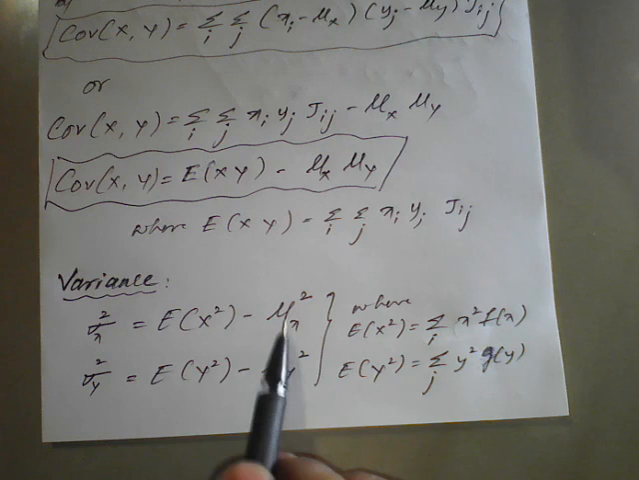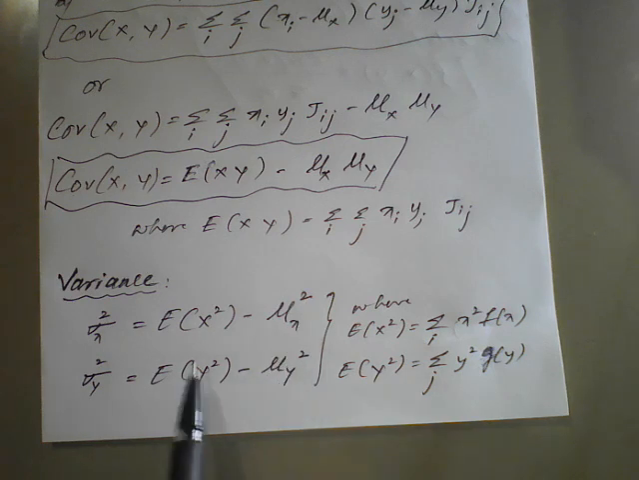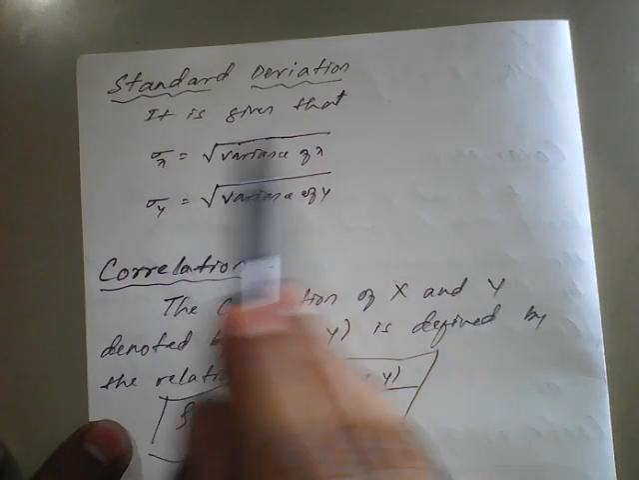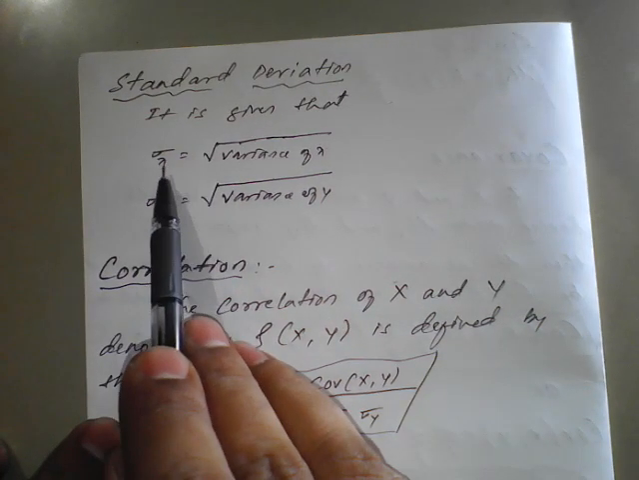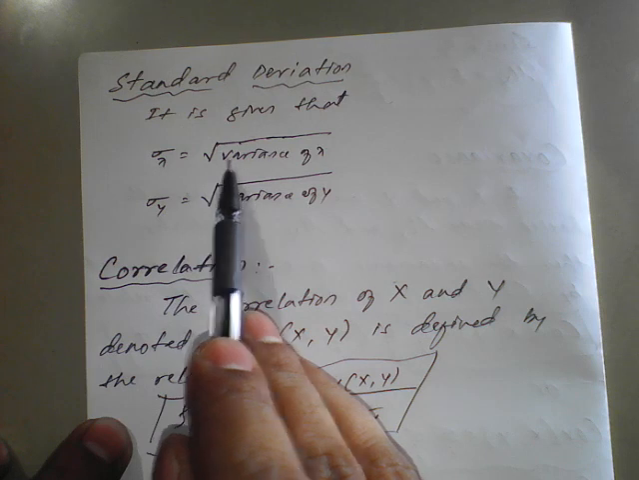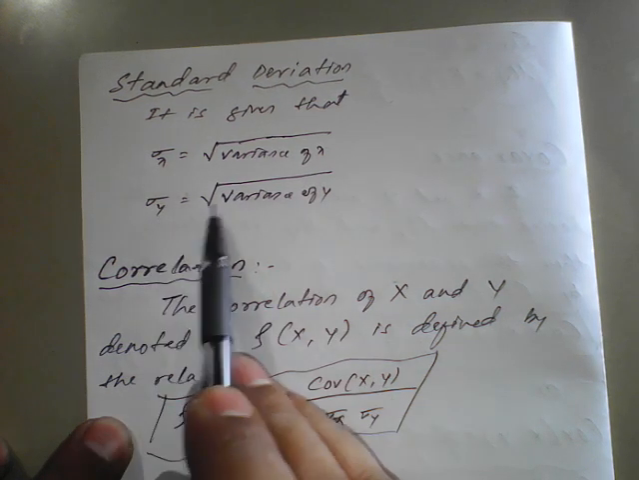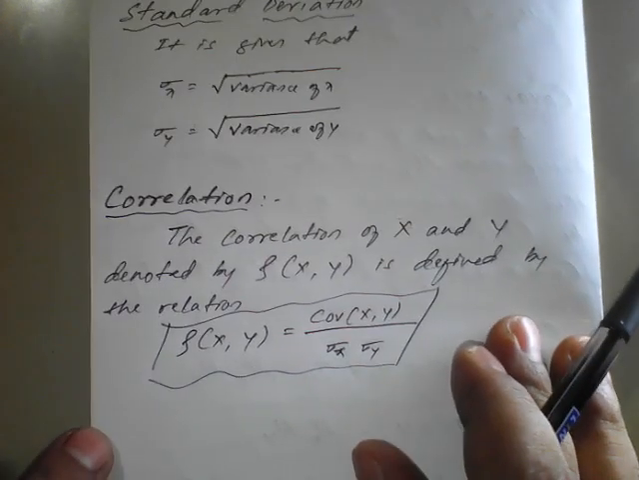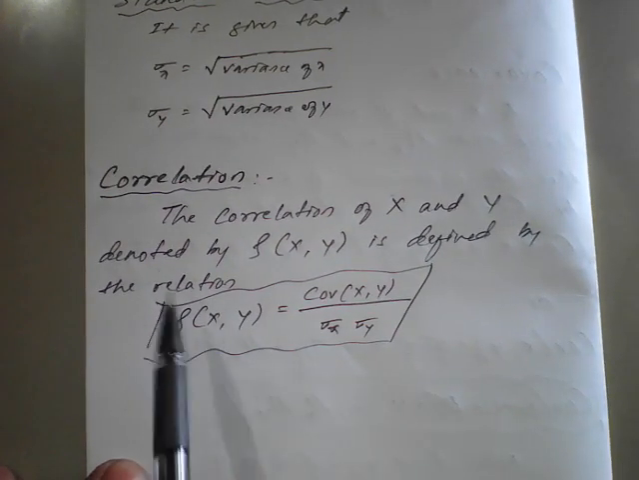Whatever mean we get for x, mu of x, we have to square it, and the mean we get with respect to y, we have to square it, and subtract. We get the variance of x and variance of y, and from these variances we can find the standard deviation. Standard deviation is nothing but the square root of the variance: rho of x is the square root of variance of x, and rho of y is the square root of variance of y. This we get directly from the variance. If you take the square root of that variance, we get the standard deviations.